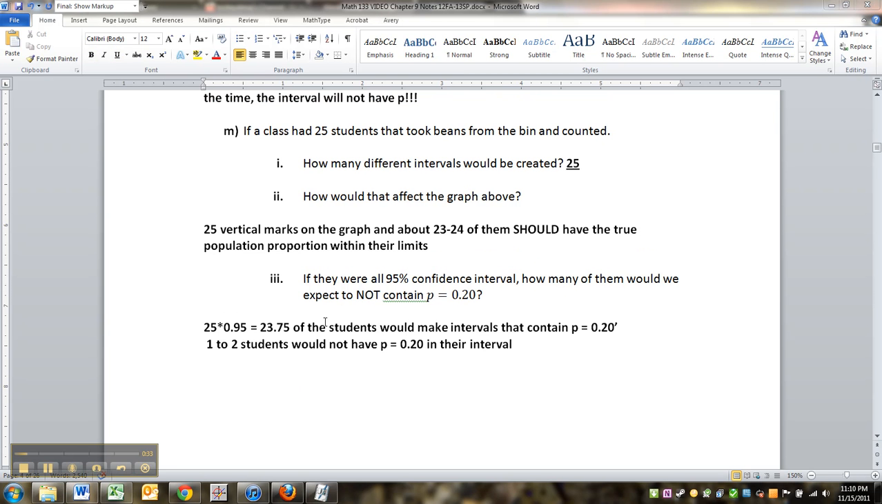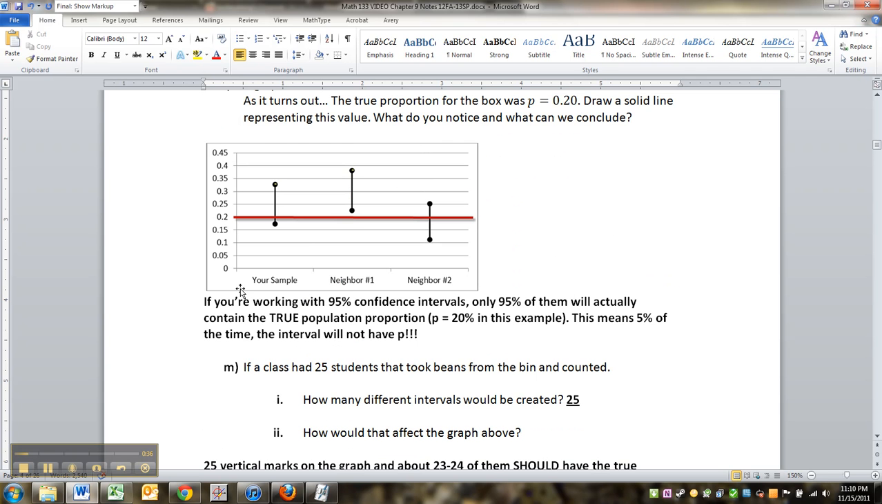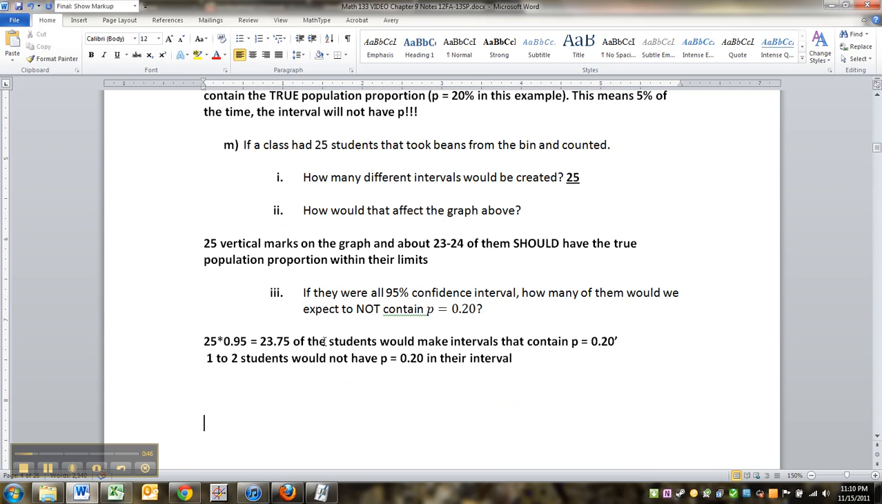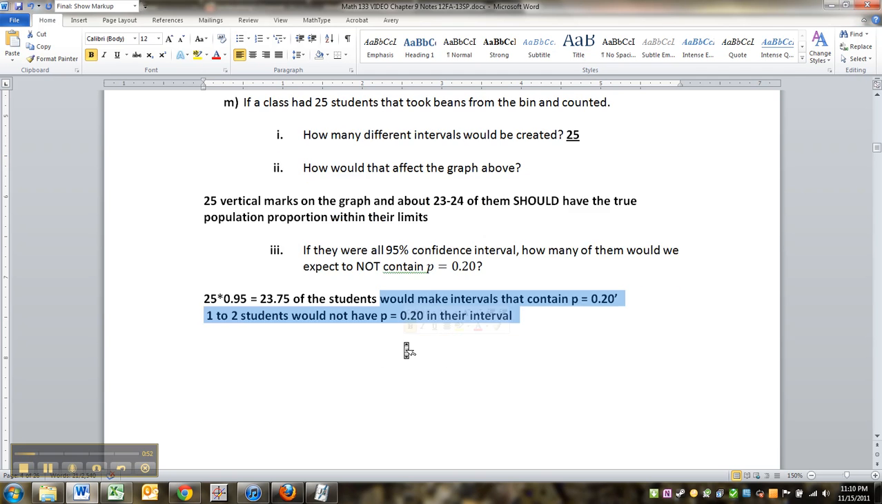Okay, he's in. Now, so you'd have a whole bunch of vertical marks, not just 3, but you'd have 25 of them. And roughly 95% of them would contain this red line, which is what it really was. Okay? And that would mean that 1 to 2 students would probably not have it, if you took random samples in the class.